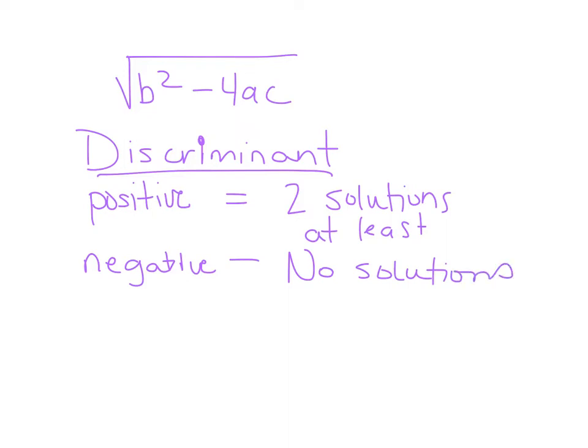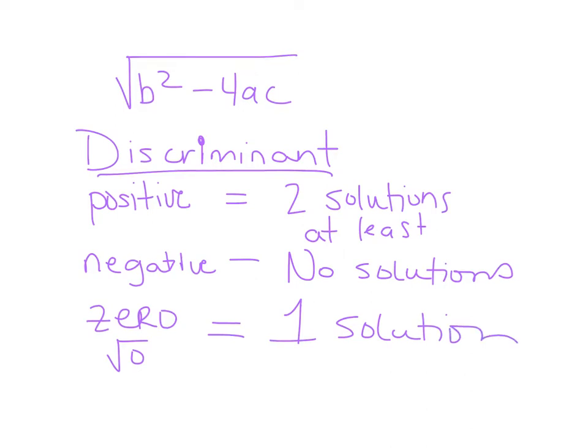okay? Now, if the discriminant comes out to be an exact 0, so you get the square root of 0, what that means is the problem is going to have one solution. Now, the discriminant can help you in many ways, and it actually becomes very handy when you get into some story problems later, but unfortunately we're not going to get to those this year.